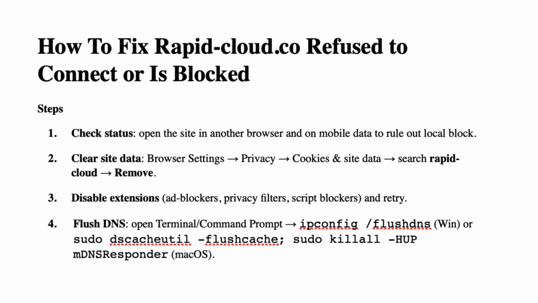How to fix rapidcloud.co refused to connect or is blocked. Steps: 1. Check status. Open the site in another browser and on mobile data to rule out a local block. 2. Clear site data. Browser settings, privacy, cookies and site data. Search Rapid Cloud, remove. Disable extensions, ad blockers, privacy filters, script blockers, and retry.